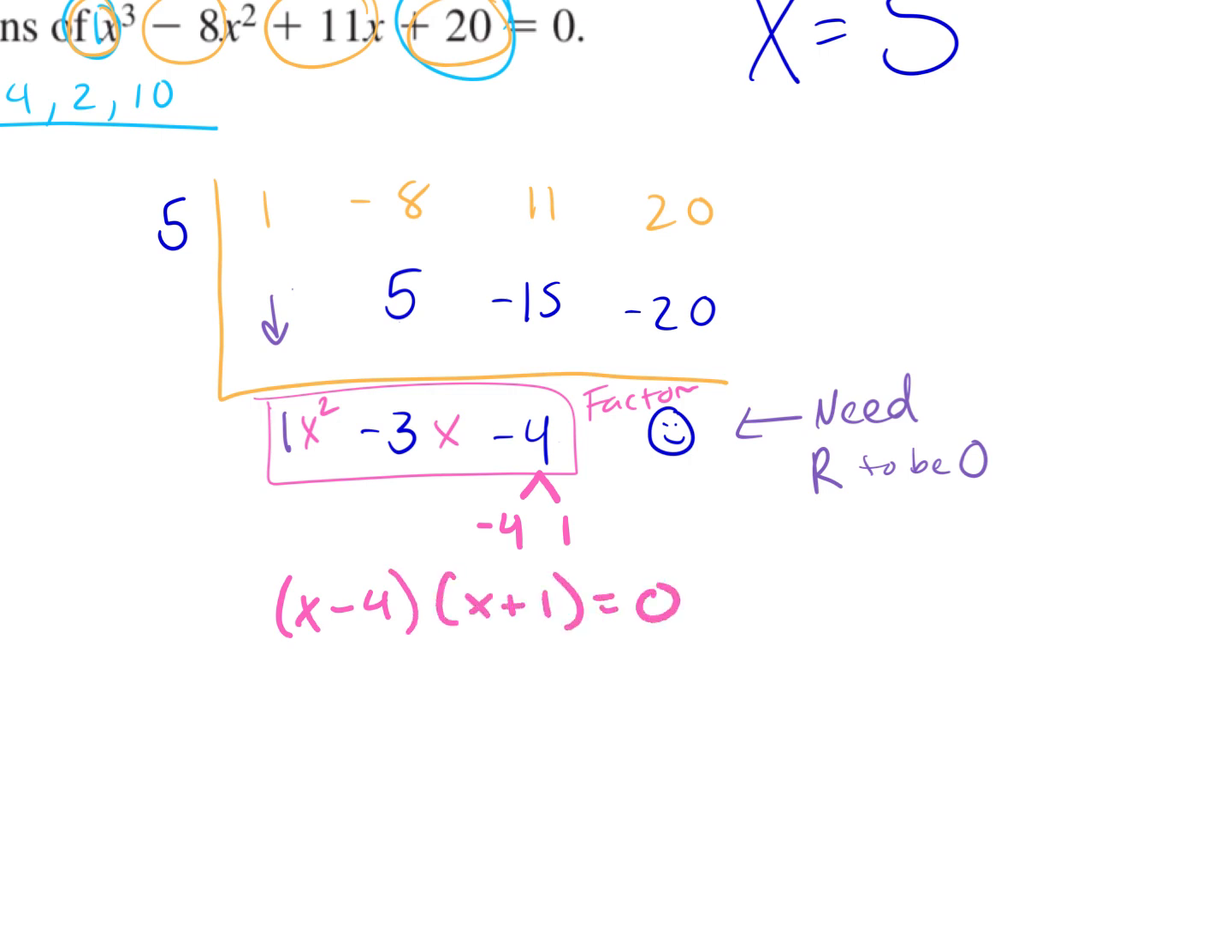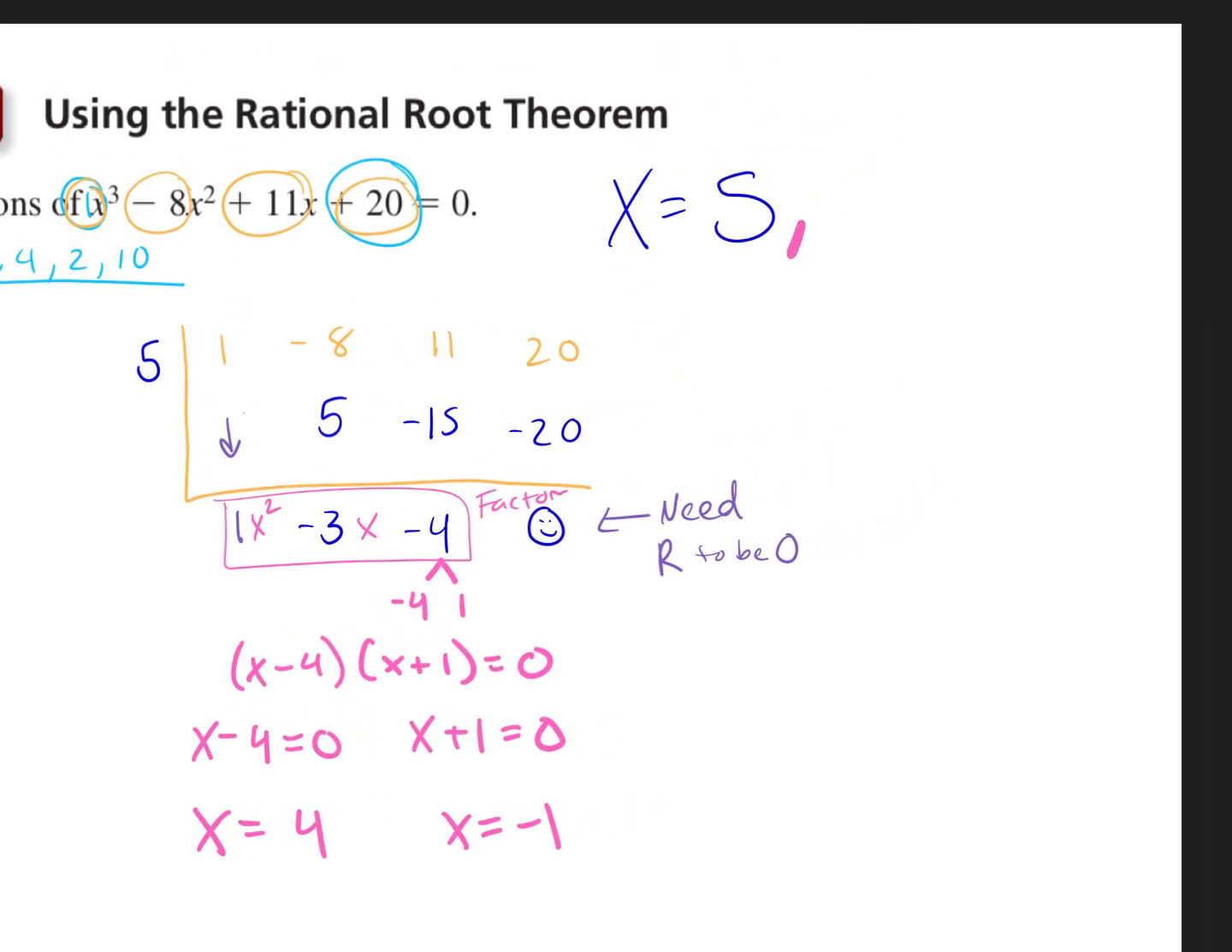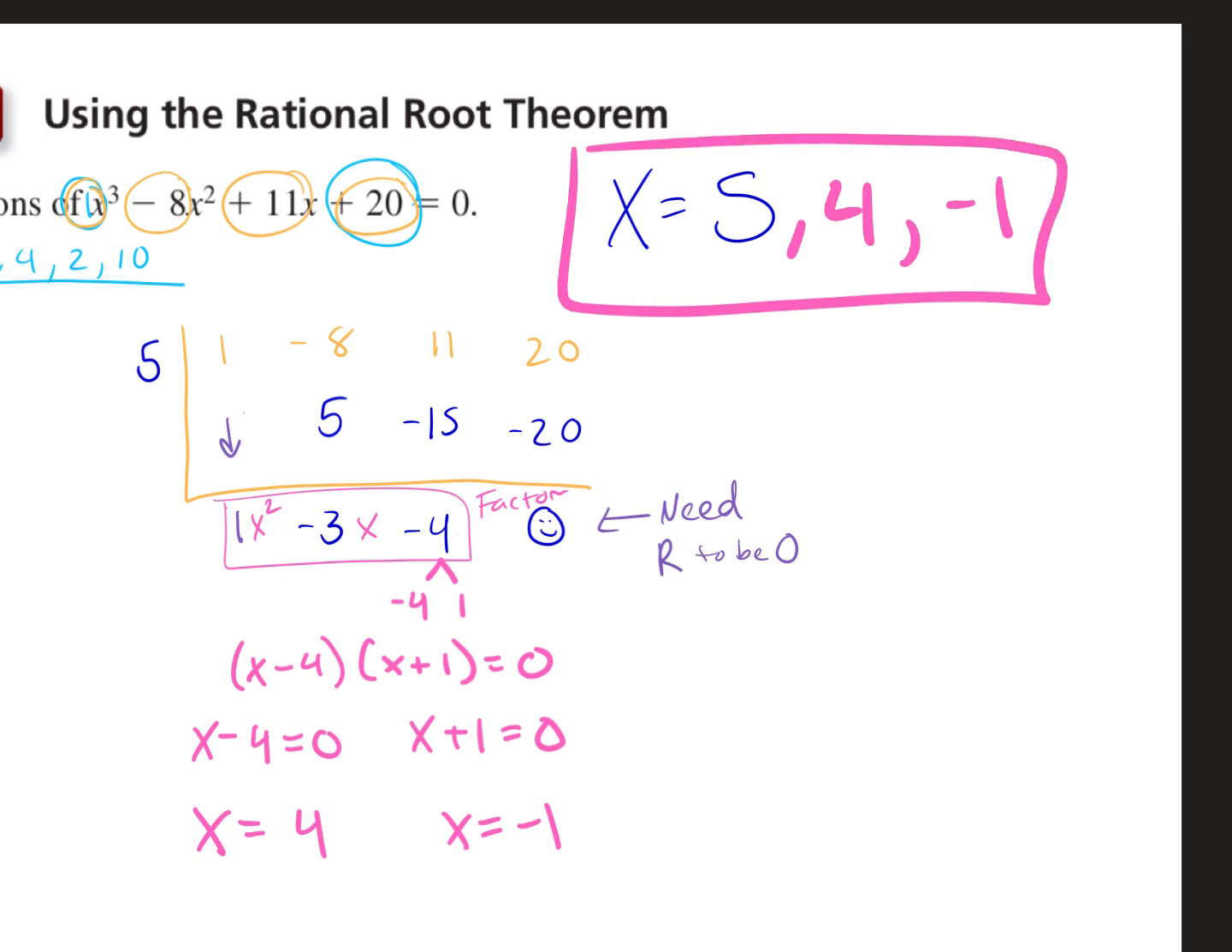Now I factored, but I need to solve. I need that x is equal to. So what would I need to do to solve? Set both equal to 0. So x minus 4 equals 0. X plus 1 is equal to 0. So we're just flipping the sign. So x is equal to 4 and x is equal to negative 1. So my other two solutions will be 4 and negative 1. So these are my three answers.